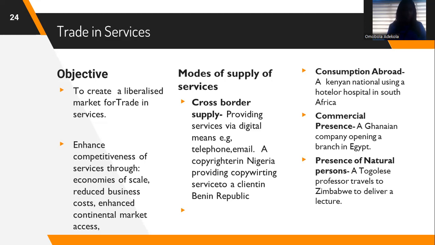In positioning yourself, we move on to trade in services. If we recall earlier, I said the AfCFTA agreement is divided into protocols. We have trading goods, trading services, intellectual property, investments protocol. We have the competition policy protocol, dispute resolution, women and youth, digital trade. So for the purpose of this short course, we are just focused on trading goods and trading services.